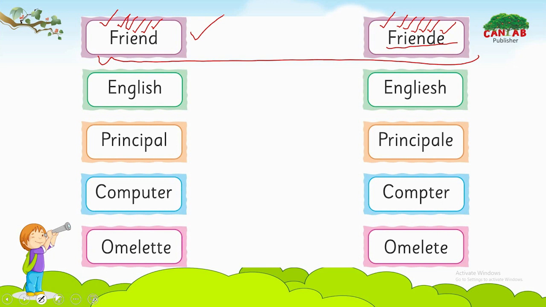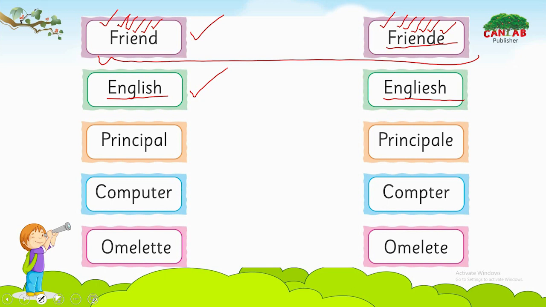The second one is E-N-G-L-I-S-H, English. And the second option is E-N-G-L-I-E-S-H, Englieshh. Which one is the right answer? The first one is the right answer. That is what? That is English.